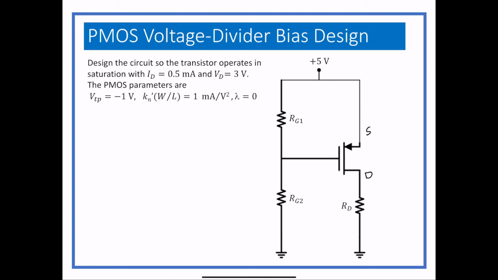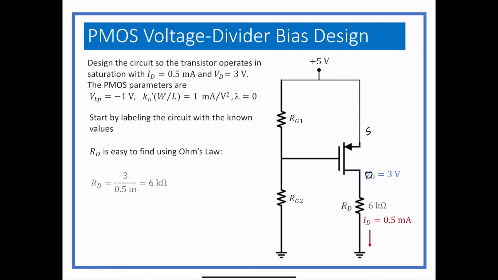I fixed that. So we have similar parameters, and this is actually a design problem, and we want to know what the 3 resistor values will be. We can find RD really easily because we know the voltage and we know the current, so that is not going to be a problem at all. We just use Ohm's law and we find 6 kiloohms for RD. So that's great, that's easy.